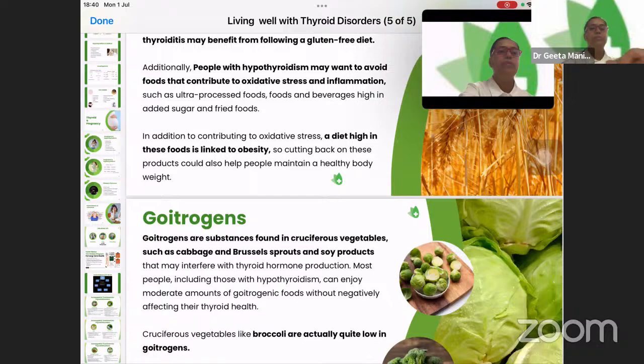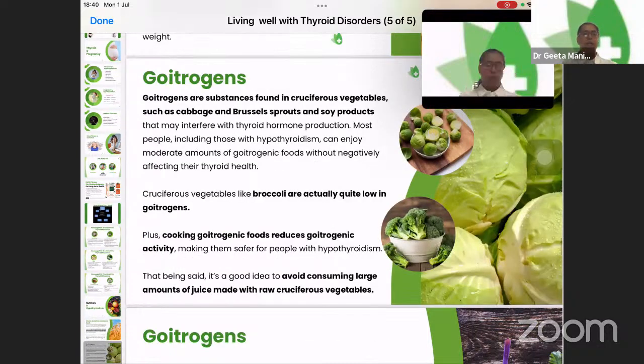Goitrogens are substances which are found in cruciferous vegetables such as cabbage, Brussels sprouts, and soy products. They may interfere with thyroid hormone production. Most people, including those with hypothyroidism, can enjoy a moderate amount of goitrogenic foods without negatively affecting their thyroid health. But you cannot have soups of these things, or you cannot have them excessively.